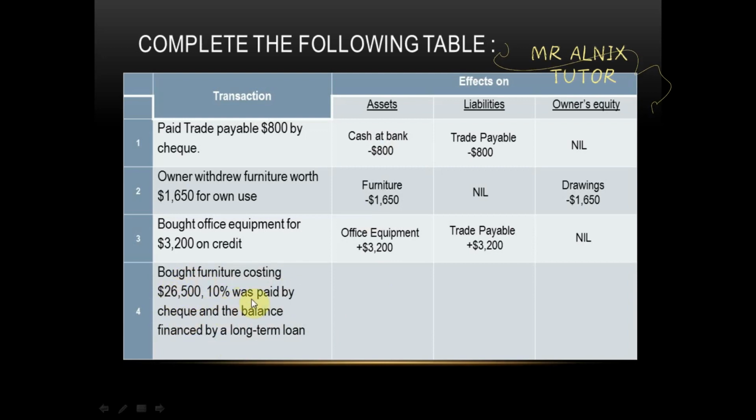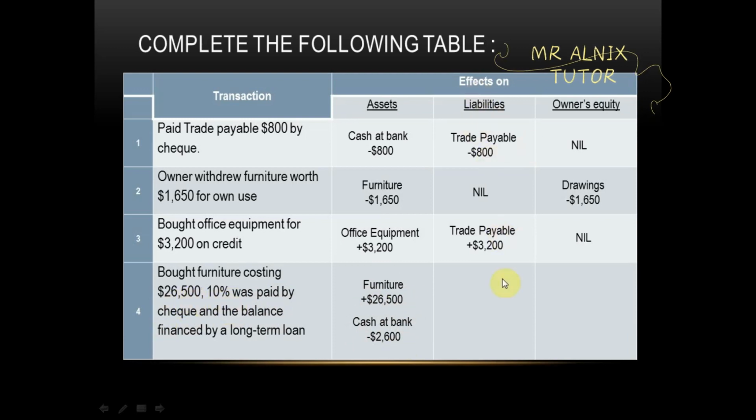So paid, past tense, paid by what? By check. Check is linked to your money. Money is also under the assets. That's why you can see from here, furniture increased 26,500. And then how about your money? Cash and bank, you minus 2,600 because that is the 10% from 26,500.